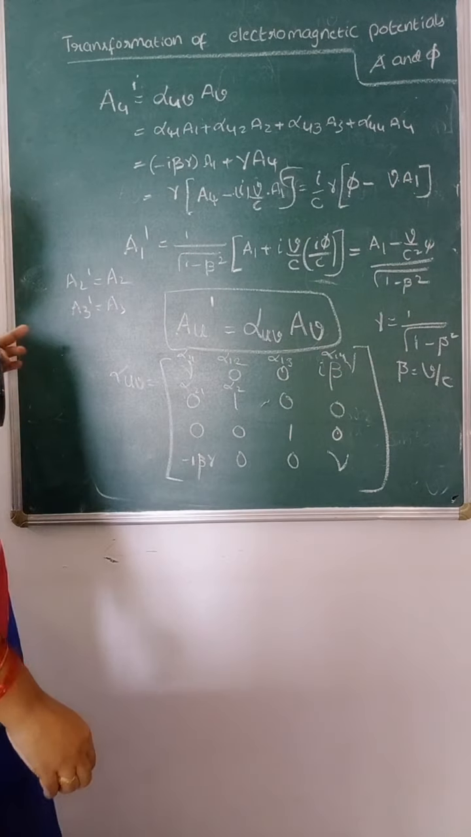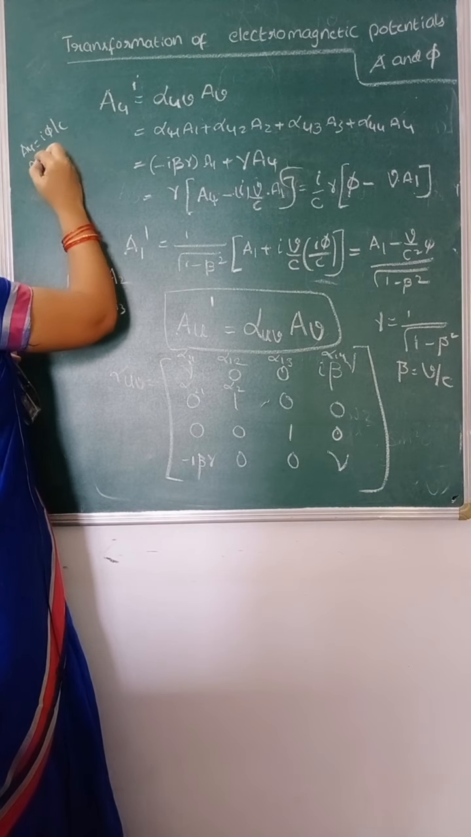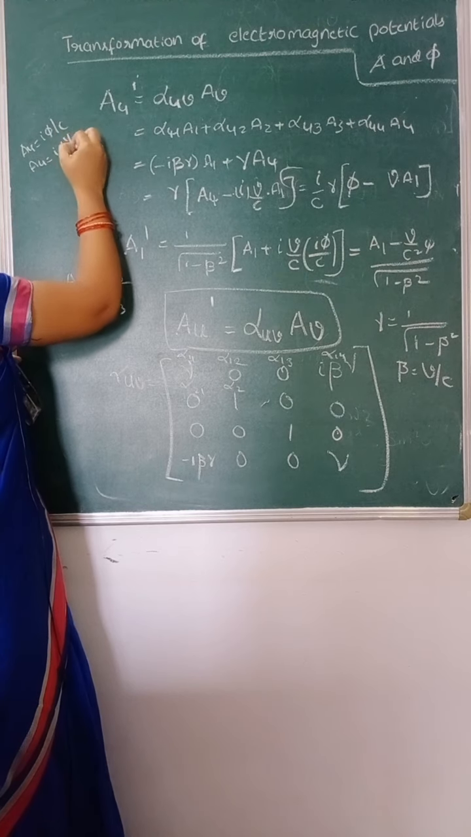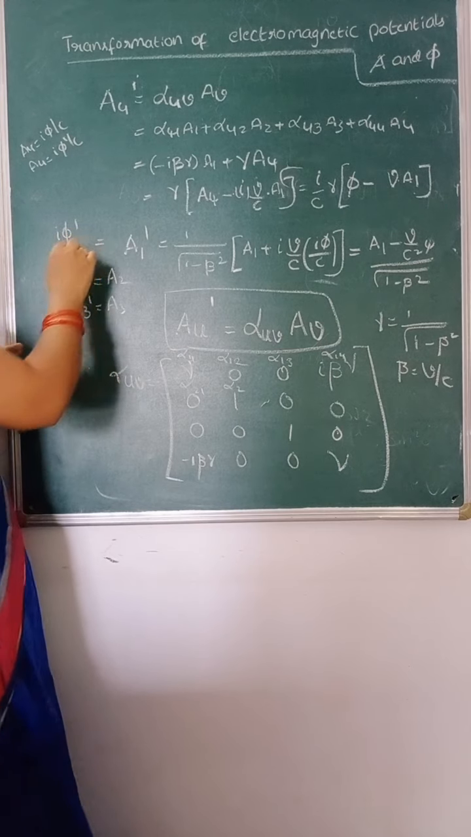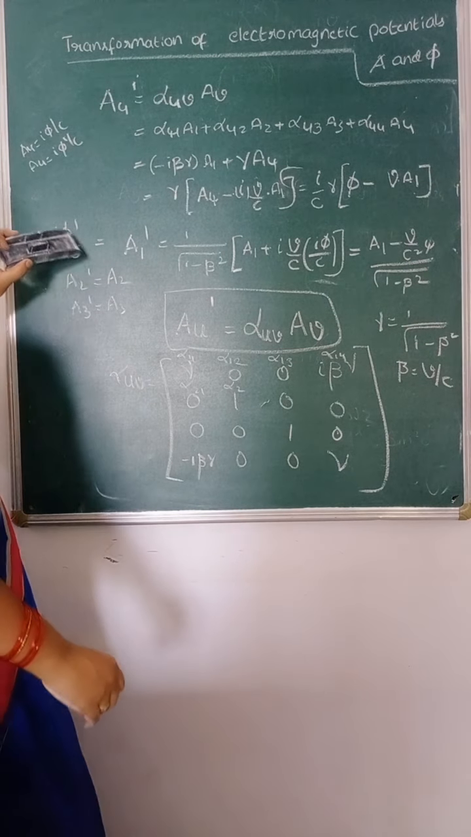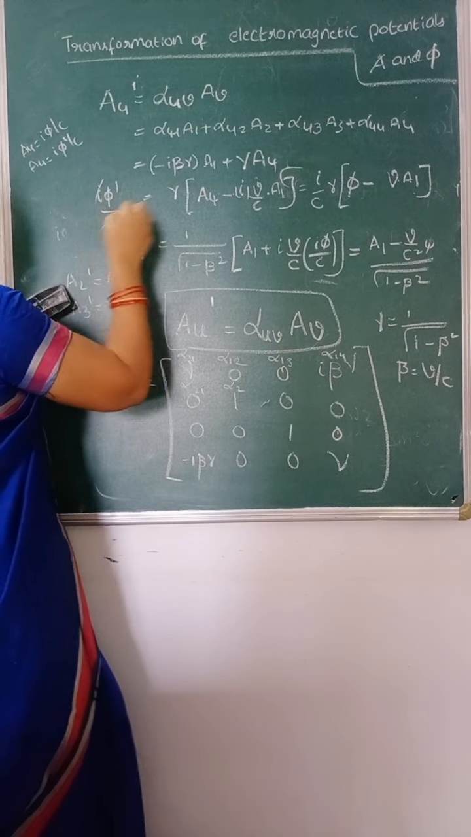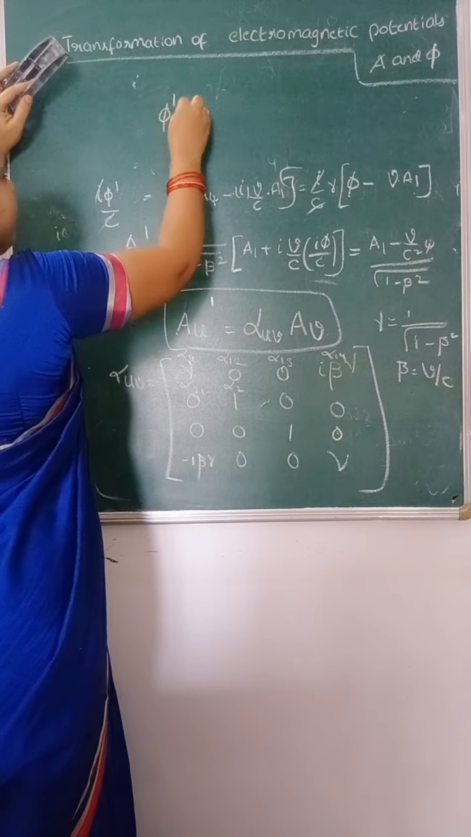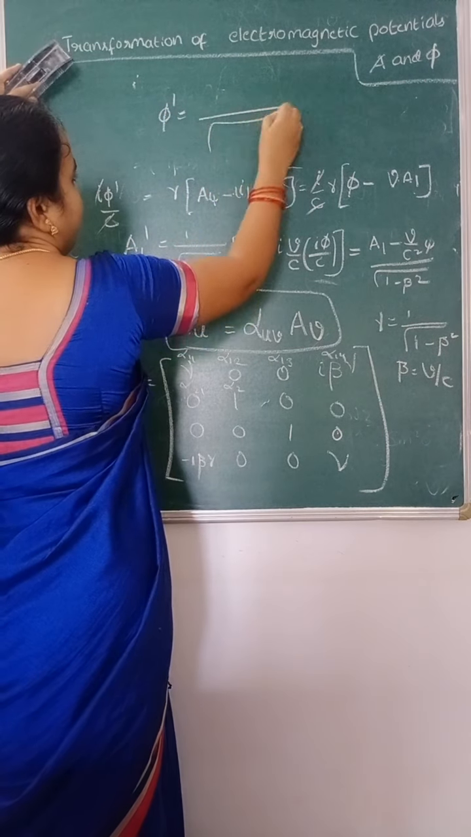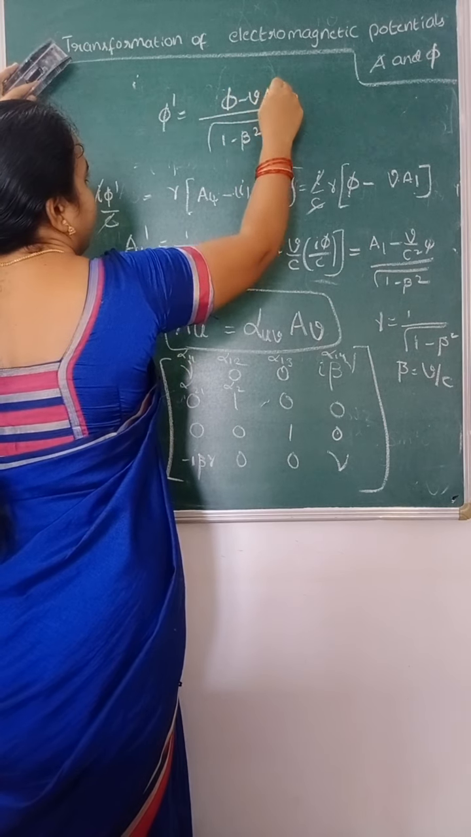So here A4 is i phi by c. Then A4 dash is i phi dash by c. So this can be written as i phi dash by c. On both sides ic gets cancelled. We get phi dash is equal to gamma, which is root of 1 by 1 minus beta square, into phi minus V into A1.